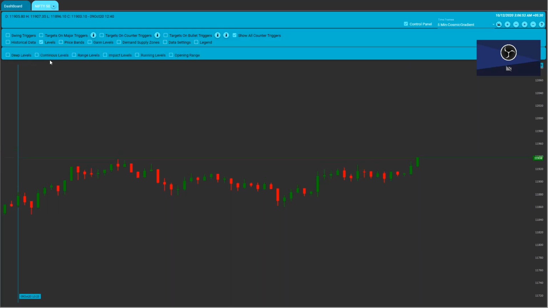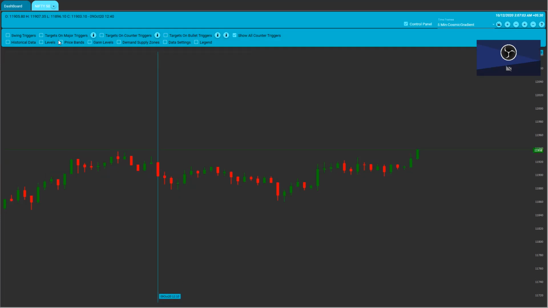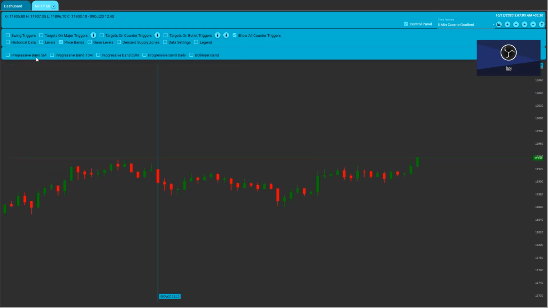Levels, these are the levels we are providing. These are very, very accurate levels and you can simply play on these levels. Price bands: these are the 5-minute, 15-minute and 60-minute time frames. All these are superimposed over this chart.